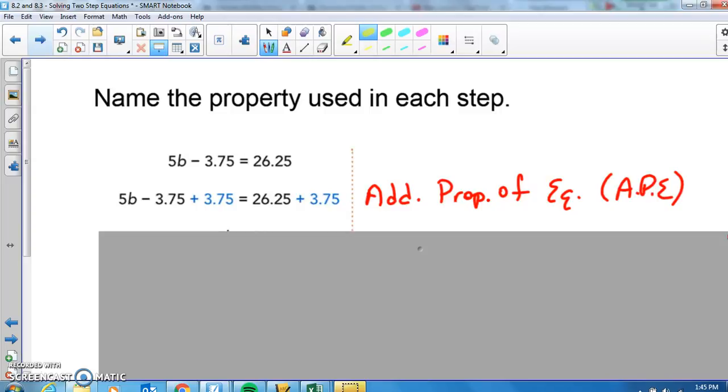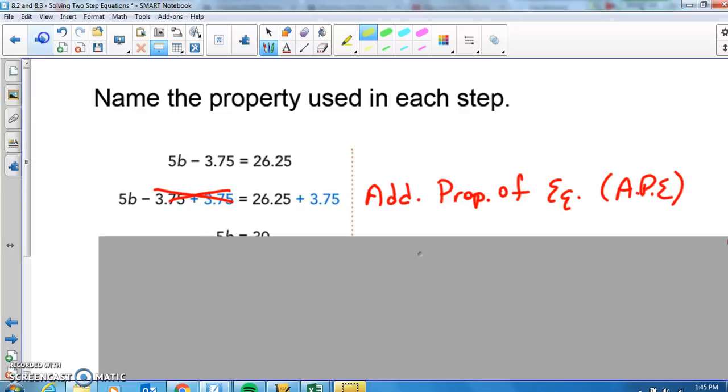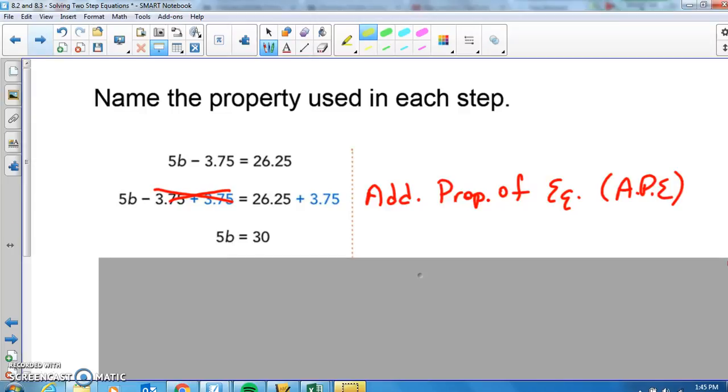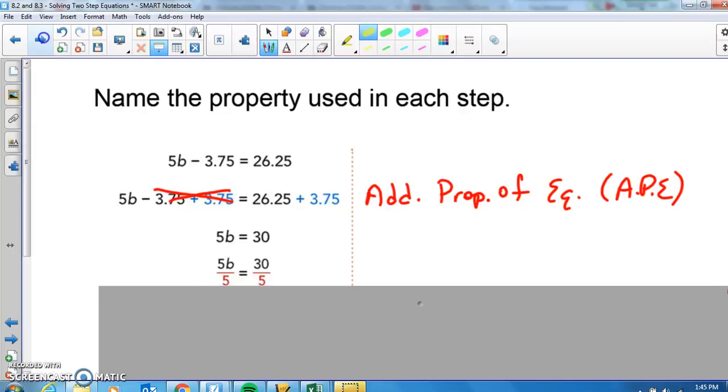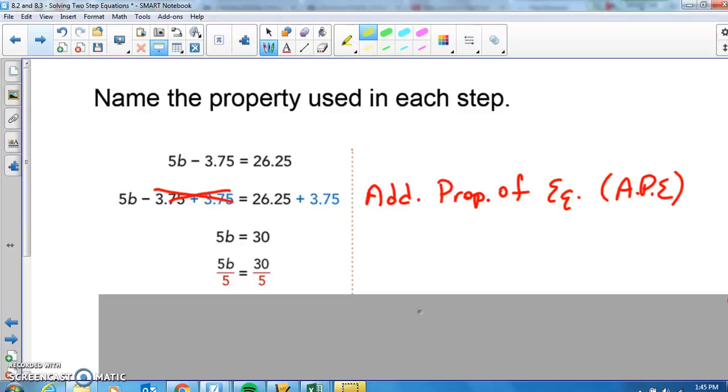When I add 3.75 to both sides, and you'll notice I've written this horizontally straight across. That's perfectly fine. Some of you like to write it vertically up and down. This cancels out, so that leaves 5b equals 30. The next thing, we have 5 times b is multiplication. The opposite of that, or the inverse of that, is division. So I divide each side by 5.